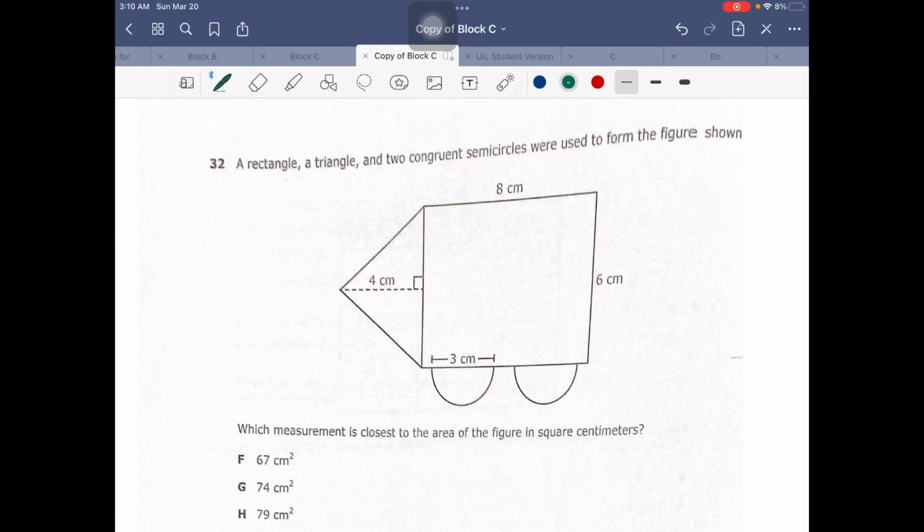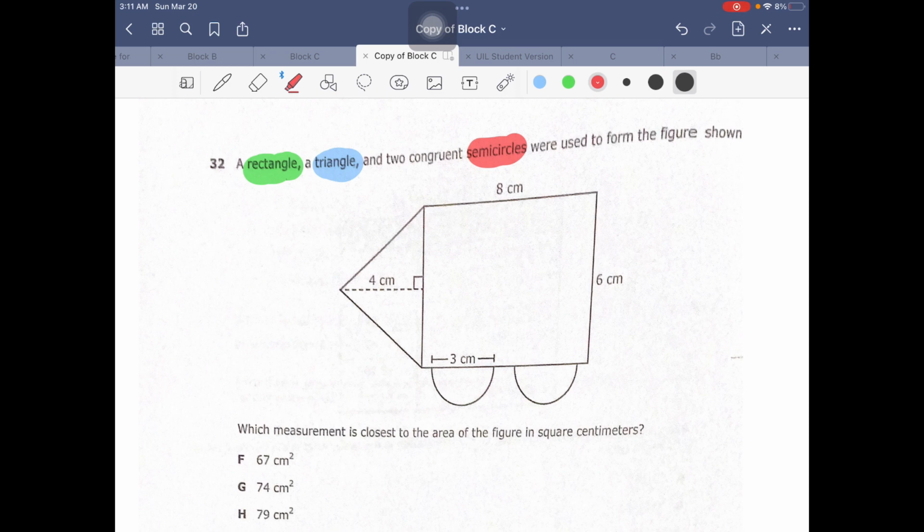Question number 32. A rectangle, a triangle, and two congruent semicircles were used to form the figure shown. Now, let me do the rectangle green, triangle blue, and the semicircles red.